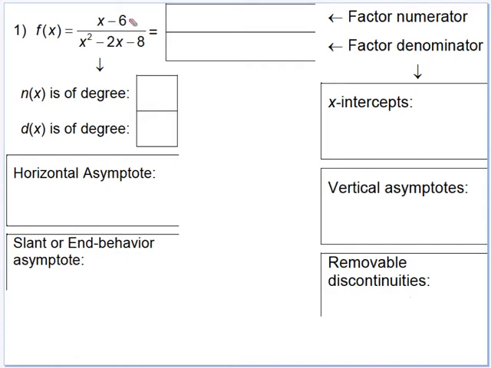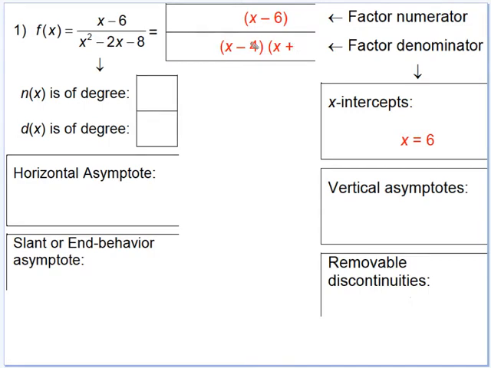So we first set the numerator equal to 0 and solve for x. So your numerator, you just set x minus 6 equal to 0. And the numerator tells you where your x-intercepts are, right? So in this case, when you set it equal to 0 and solve for x, you get x equals 6. Now you're going to do the same thing with your denominator.